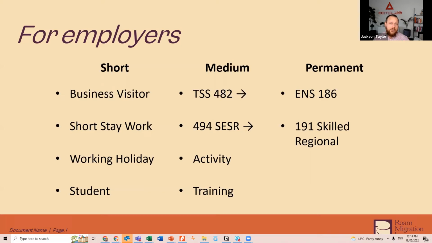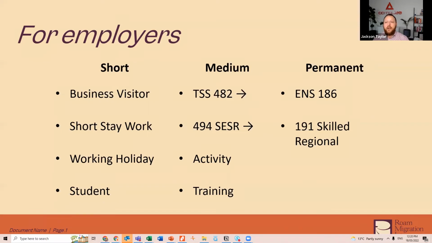It has a wider range of occupations than the 482 visa, but it's only available in regional areas. And the threshold to apply for that visa is actually quite high. It's higher than the 482, which is a bit of a strange way of setting things up. Typically, regional visas in the past have been concessional, which is to say the threshold has been lower. But in fact, the 494 visa, because it is really a pathway to permanent residency, okay, it's closely tied to this 191 visa, the threshold is very high. We also have activity visas, which I'll discuss more in detail later, and training visas. Now, permanent visa options for employers are quite limited.